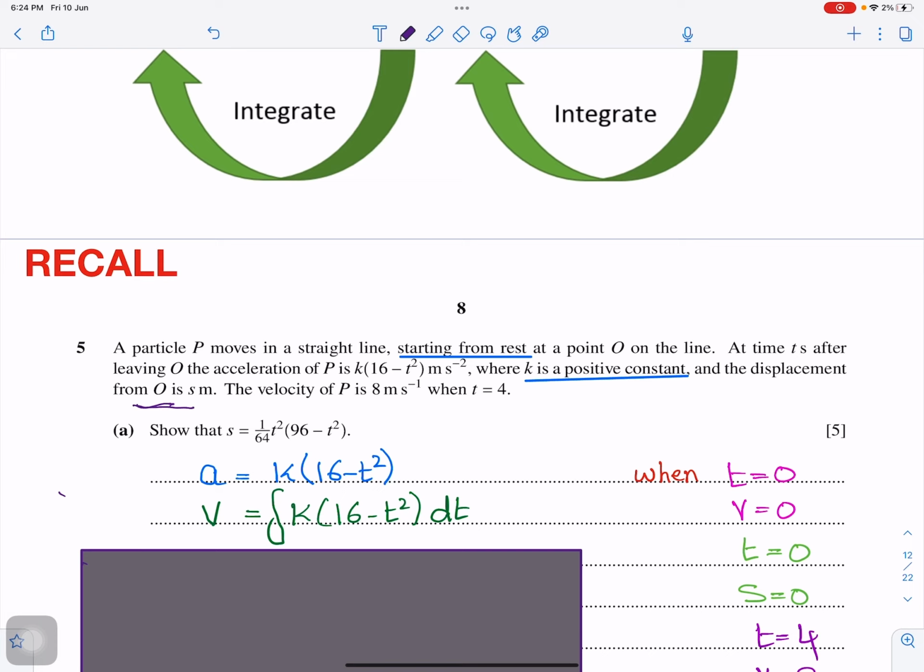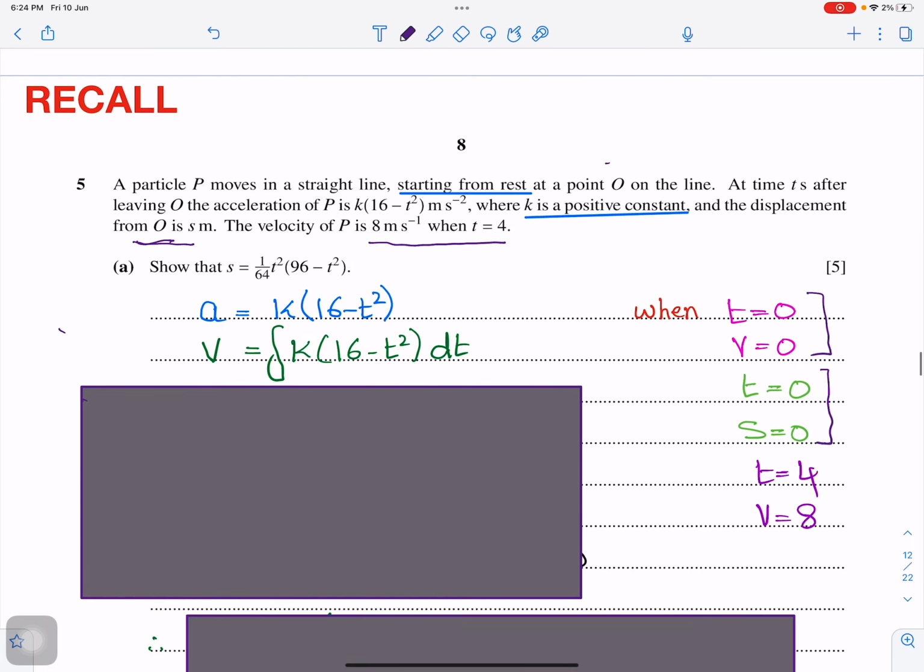So when the object initially was at O, the information we have is when t is 0, s is 0. And because it was at rest, it means when t is 0, v was 0. So that is another piece of information we have. And lastly, it is said that when the velocity was 8 meters per second, the time was 4 seconds. This last information is given to you specifically, whereas the other two you understand from the question.